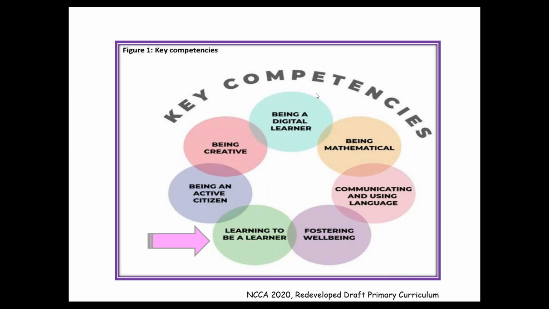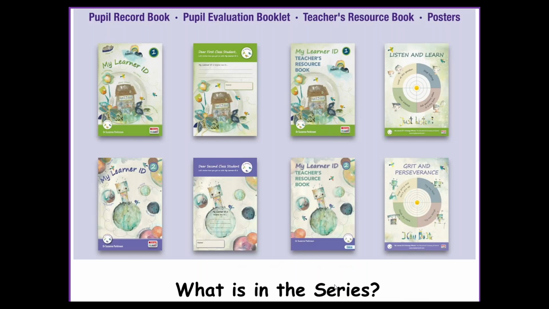So just the key competencies, you're probably aware of these. They were introduced by the NCCA late last year before COVID hit, and there is the intention to introduce the revised and redeveloped primary curriculum, I think later on this year. 7 key competencies underpin this new curriculum. It's a new vision for education for Ireland, and one of those key competencies is learning to be a learner. It's this idea of learner identity and the nurturing of learner identity within school systems.